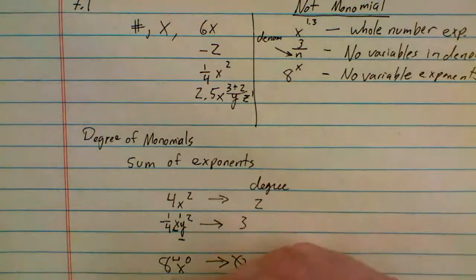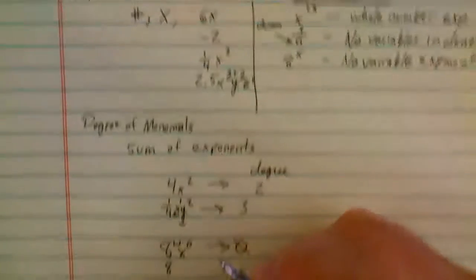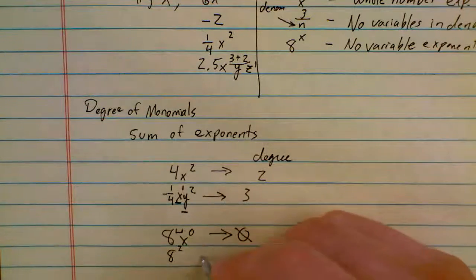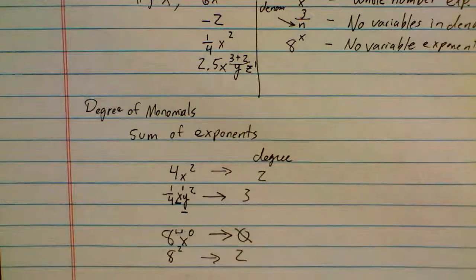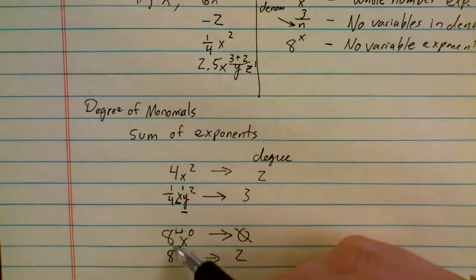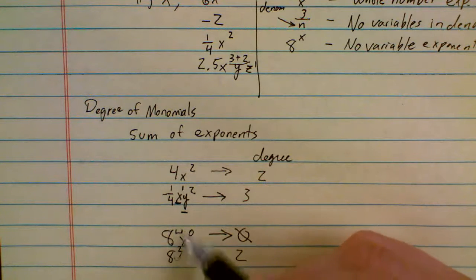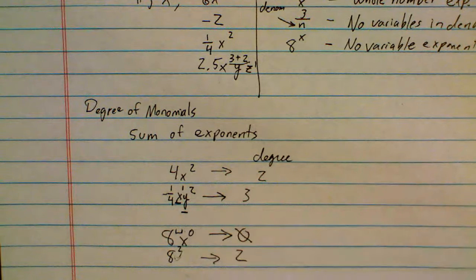Now if this was 8, slide it down, squared, it would be 2. But because there is no variable, there is no exponent, you just put that down. That is how you find monomials. This will be important as we move into polynomials in the next video.